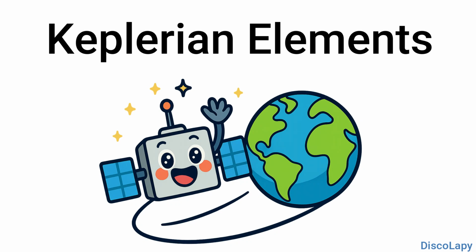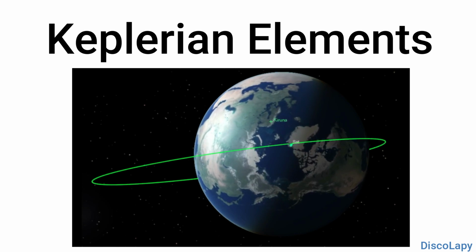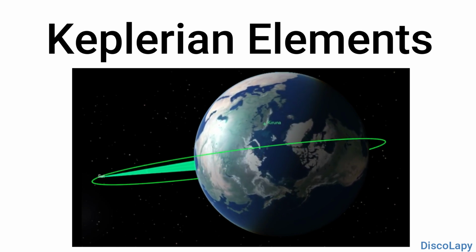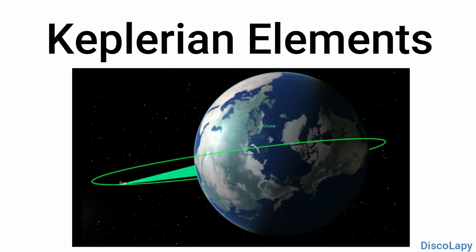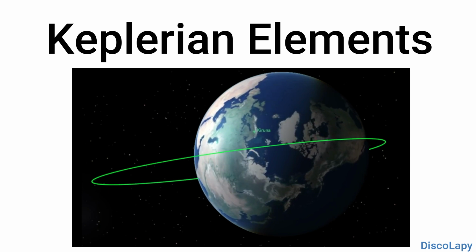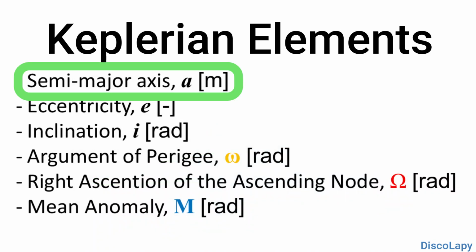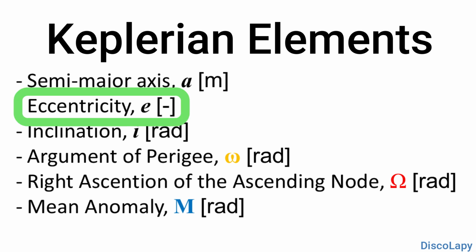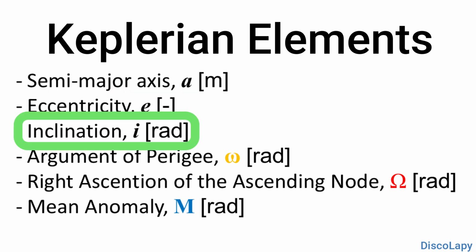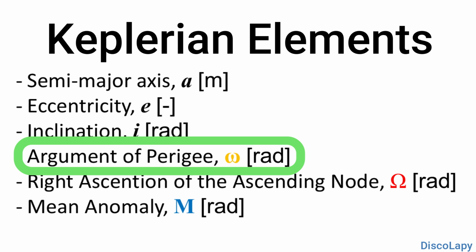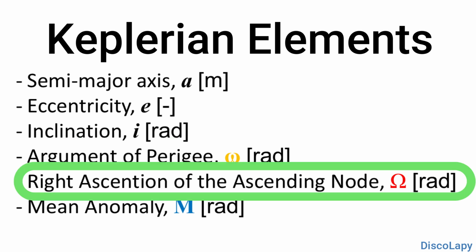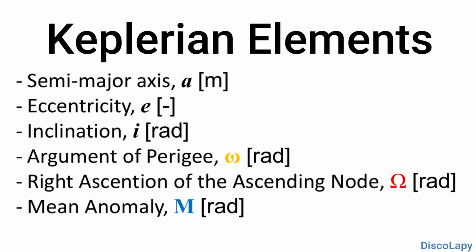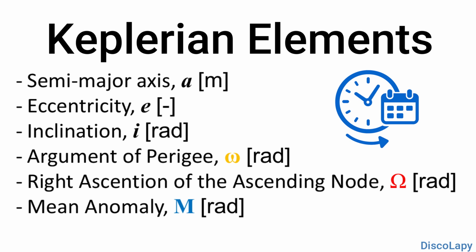Hello everyone. This video is about the Keplerian elements, the 6 parameters that define an orbit's size, shape, and orientation, as well as a satellite's position on that orbit at a specific time. The 6 classical elements are semi-major axis, A; eccentricity, E; inclination, I; argument of perigee, small omega; right ascension of the ascending node, big omega; mean anomaly, M. Because the satellite moves, you also need to time the so-called epoch along with the elements.